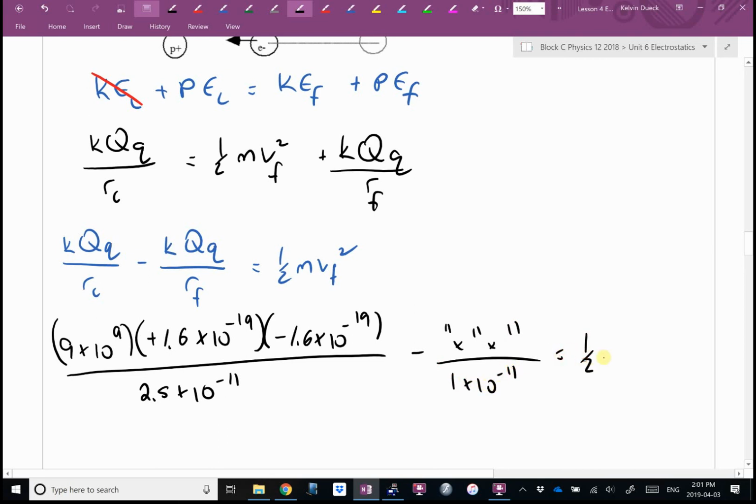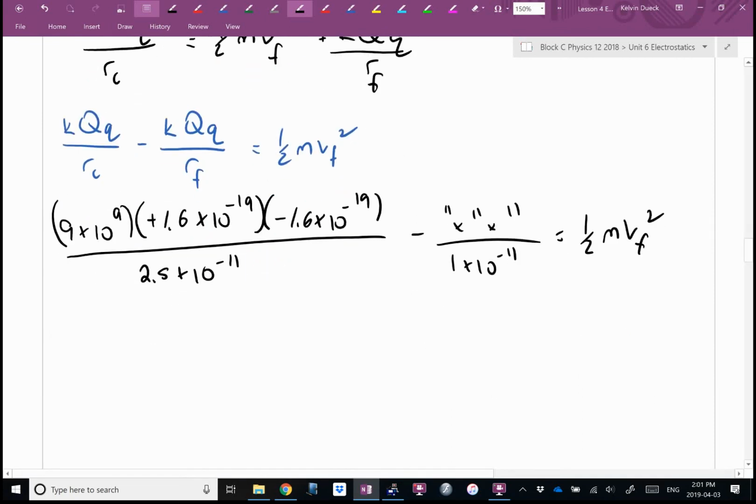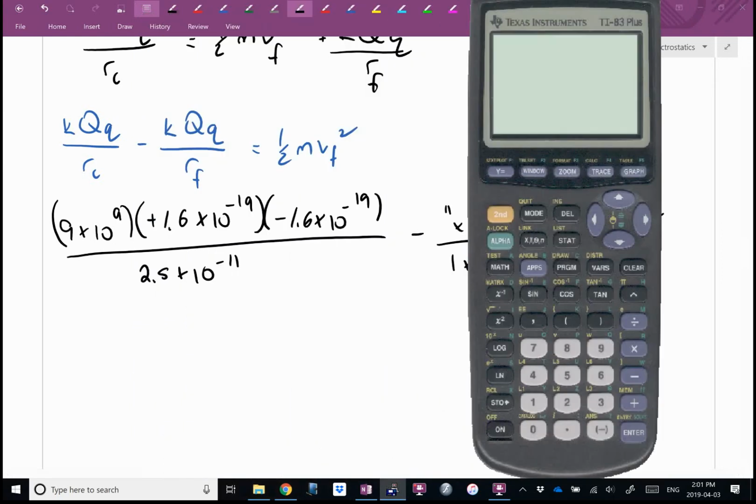That equals a half m v final squared. Yeah, because I think I'm going to be able to do my backspace and edit trick again. I hope. So I'm going to carefully type in the first one. 9 times 10 to the 9th times... Ready? I notice I got a 1.6 and a 1.6.